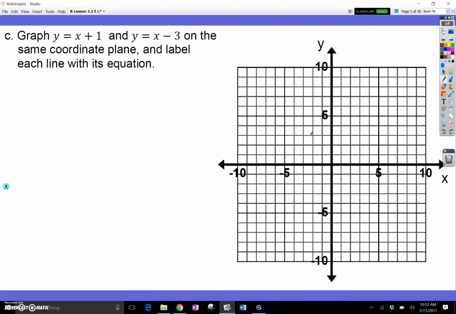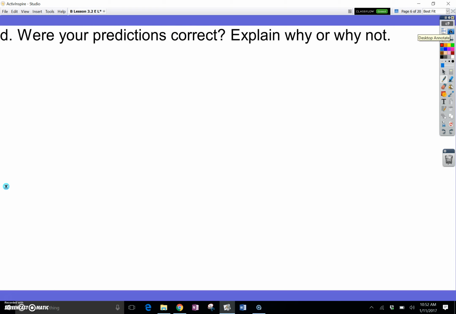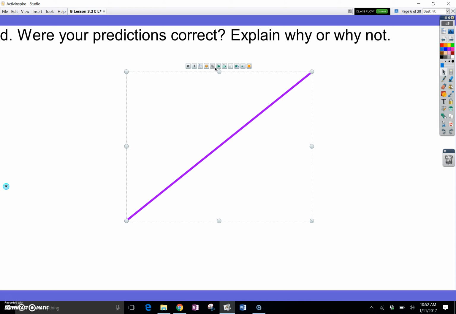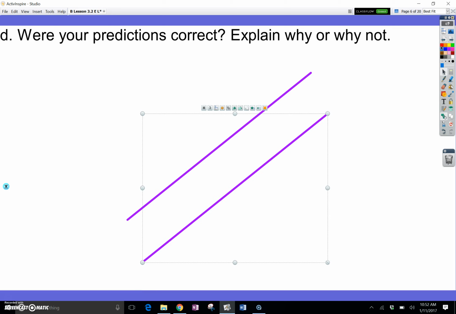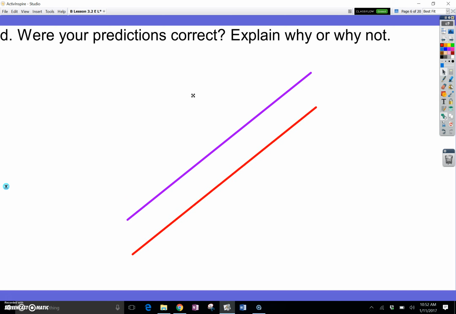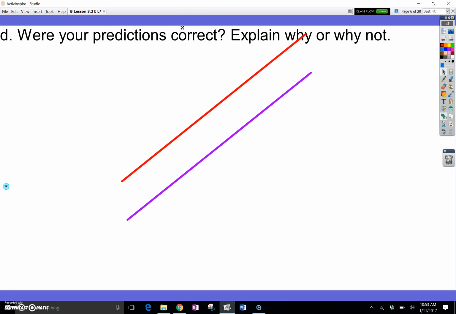Alright, so instead of graphing it on here, we graphed it on the other one. So just go ahead and do that. Now I want you to tell me, were your predictions correct or were they incorrect? Remember, there is no right or wrong answer, but what I want you guys to realize is if I have a graph, the only difference is if the b value changes, is if it goes up or down. The slope stays the same, so the lines are parallel. So this red and purple line, they're parallel, but when I shift it up and down, that is what happens if I change my b value. Okay?